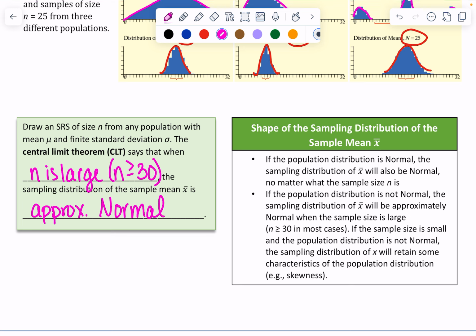So that means no matter what shape the parent population is, you will have a normal sampling distribution as long as you have a big sample size. That's it.